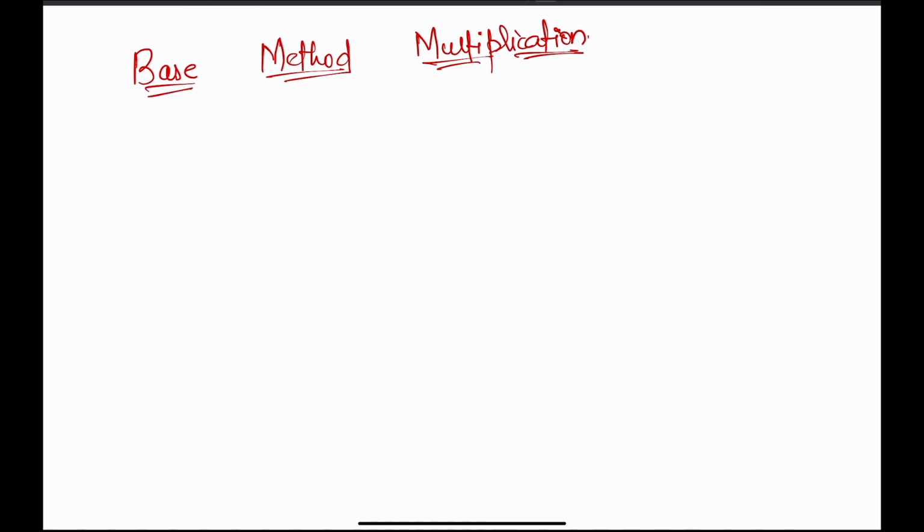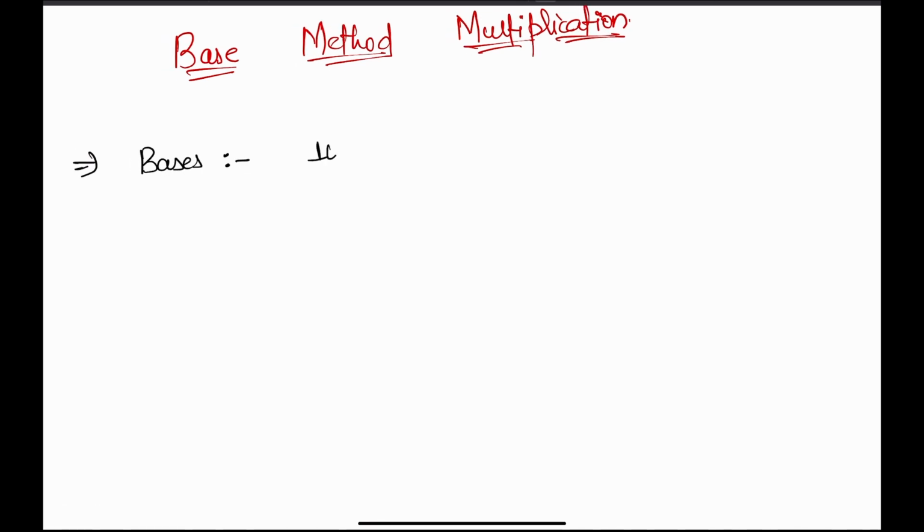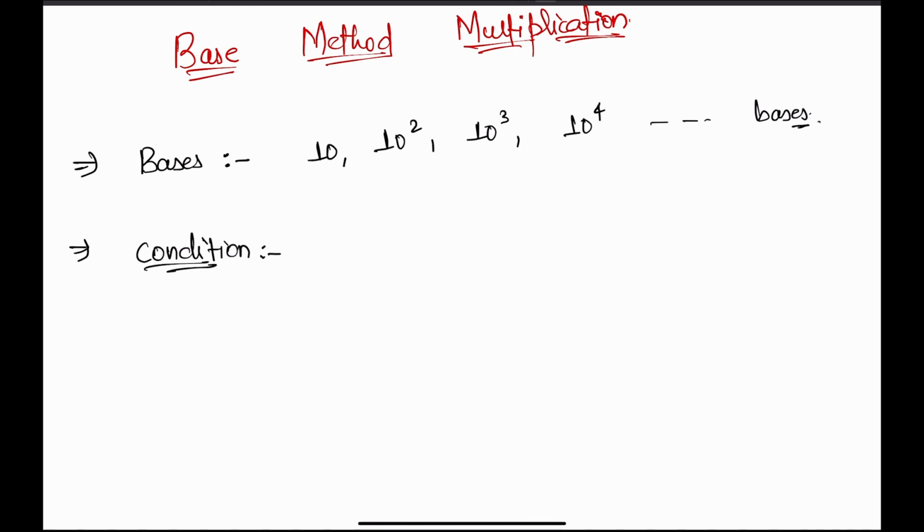Base method multiplication. And what are the bases? So first of all, let's understand what the bases are. Generally the bases are considered to be 10, 10 square, 10 cube, 10 to the power 4, like all the multiples of 10. That will be considered bases, first thing. And there is also one condition when we are going to use this method of base method multiplication.